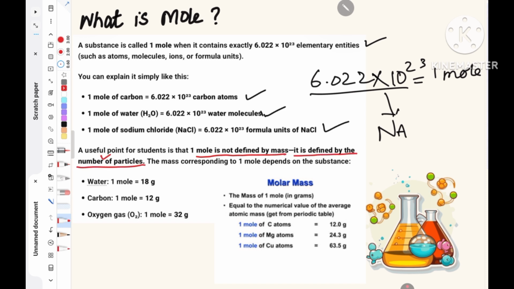For example, 1 mole of water is equal to 18 gram of water. 1 mole of carbon is equal to 12 gram of carbon. And 1 mole of oxygen is equal to 32 gram of oxygen.